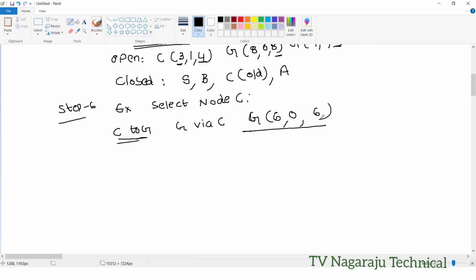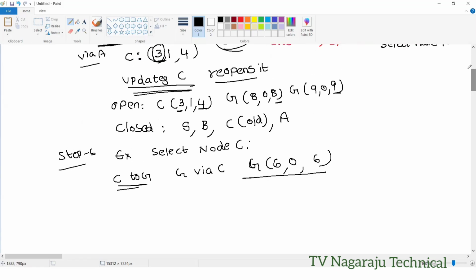Now I reached the goal node. My open consists of G with the value 8, 0, 8, G with the value 9, 0, 9, and G with the value 6, 0, 6. Now which one is the best? This is the best one. That means we stop the criteria. My goal node is reached.